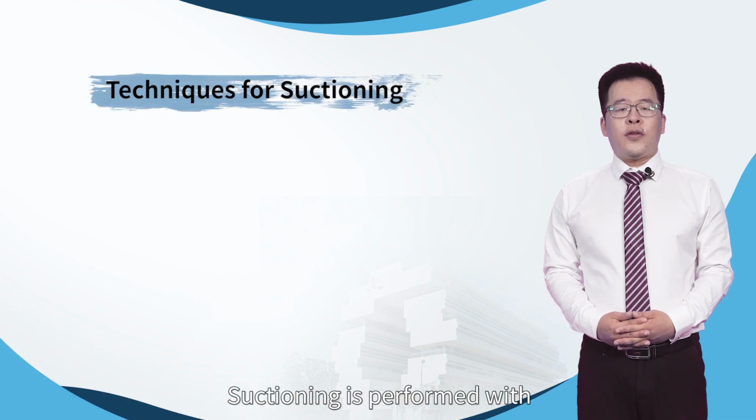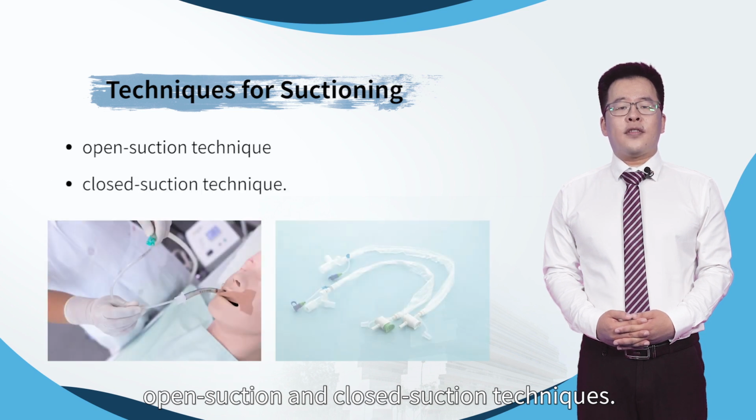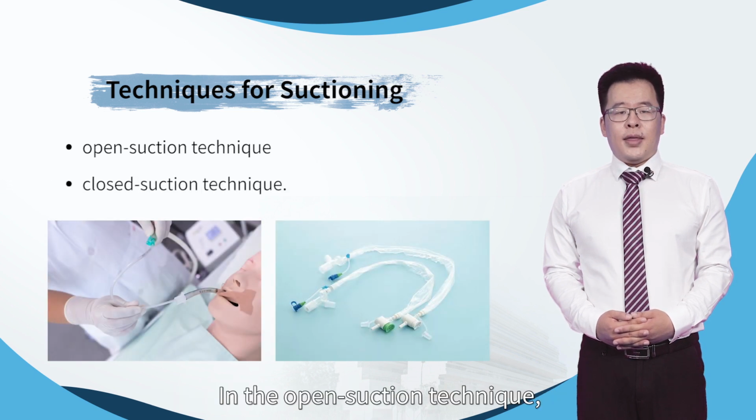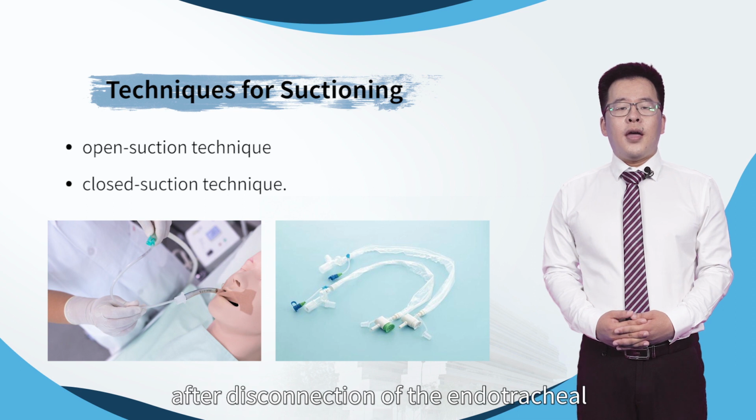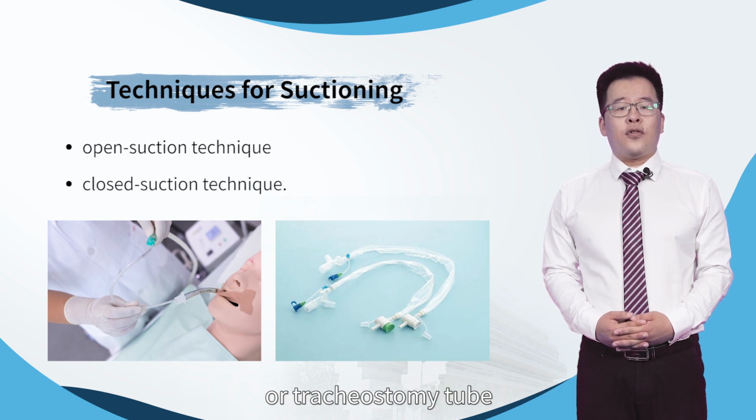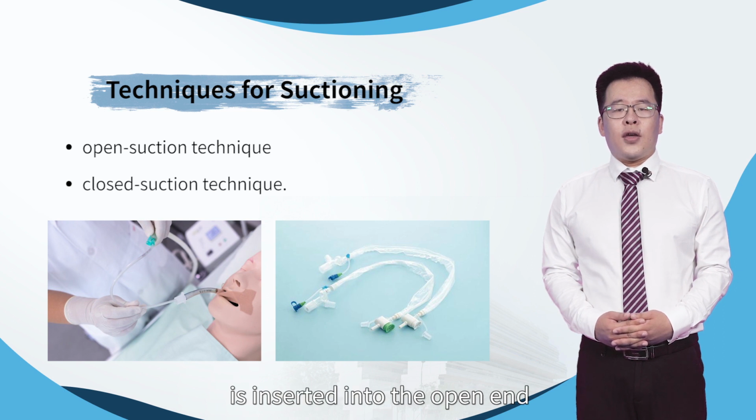Suctioning is performed with one of two methods, open suction and closed suction techniques. In the open suction technique, after disconnection of the endotracheal or tracheostomy tube from any ventilatory tubing or oxygen source, a single-use suction catheter is inserted into the open end of the tube.